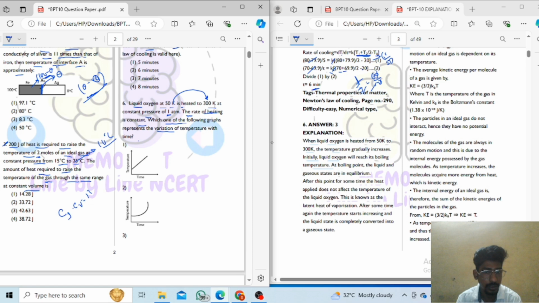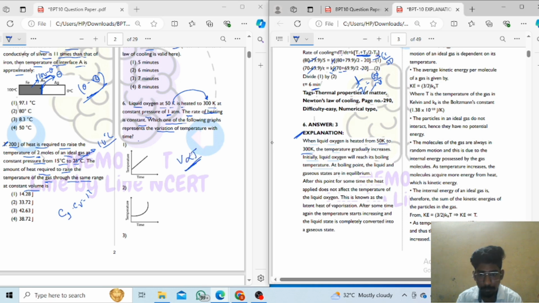Now in the explanation, what you can see is that when the liquid oxygen is heated, the temperature gradually increases, from 50 K to 300 K. At boiling point, the liquid and the gaseous states are in equilibrium. After this point, some of the heat applied does not affect the temperature of the liquid oxygen.